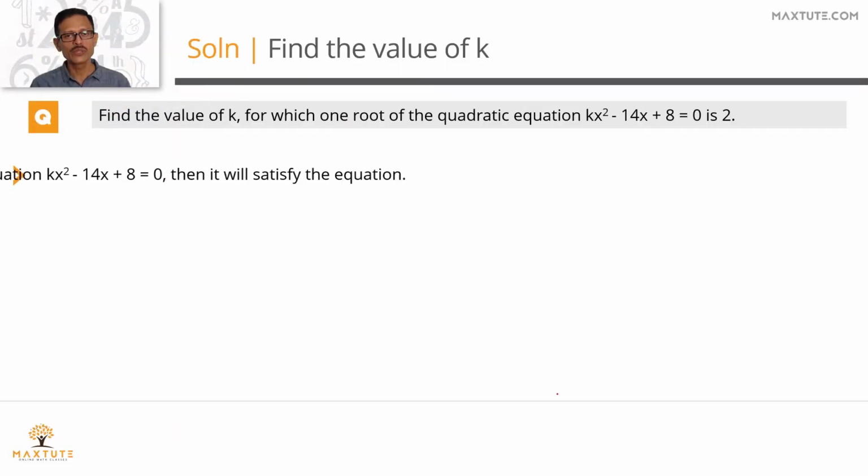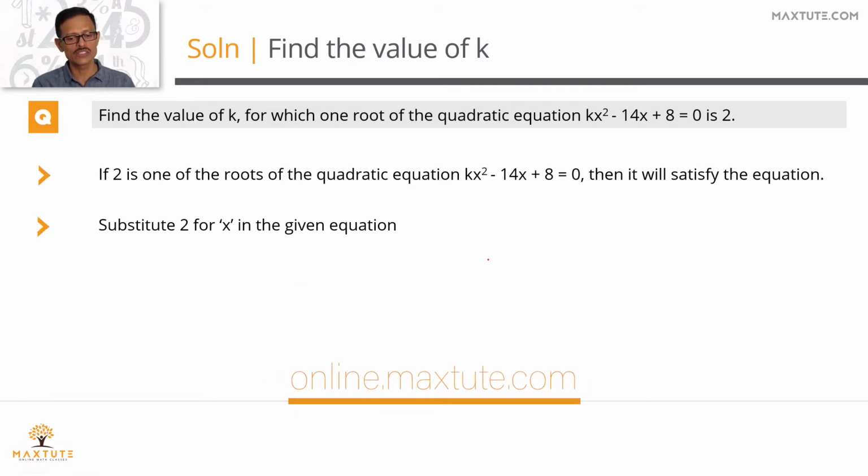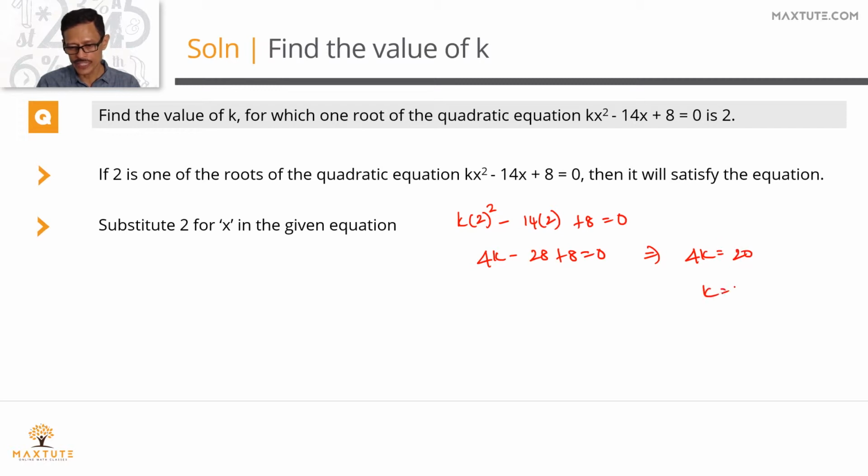So all that we need to do is plug in the value of x as 2 in this equation. If 2 is the root of this equation, when you substitute x as 2, it should satisfy this equation. So k into 2 square minus 14 into 2 plus 8 equals 0. 2 square is 4. 4k minus 28 plus 8 equals 0. Minus 28 plus 8 is minus 20. Let's take it to the right hand side. So we'll get 4k equals 20 or the value of k equals 5.